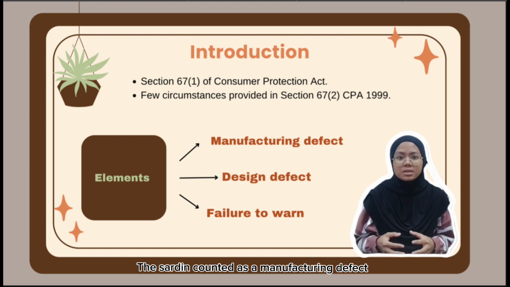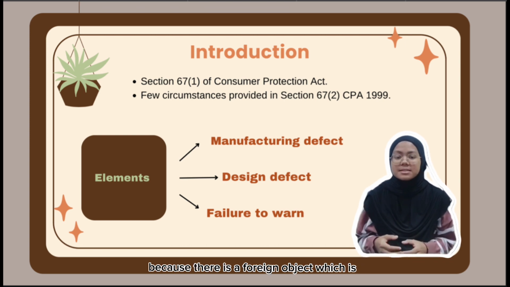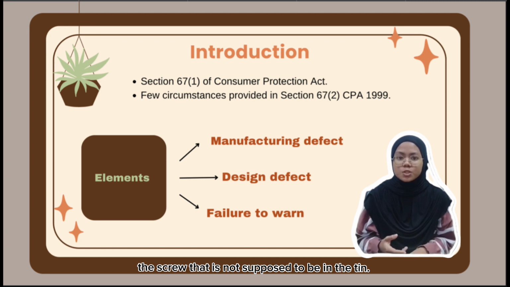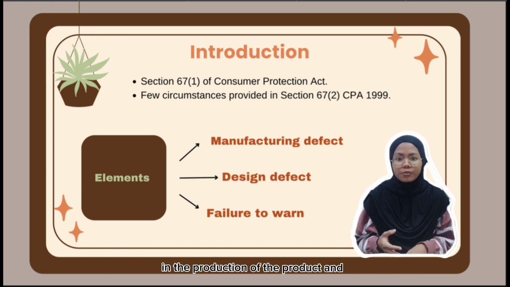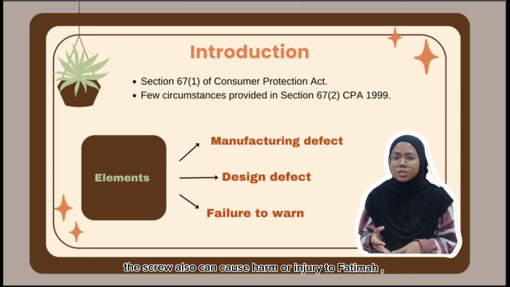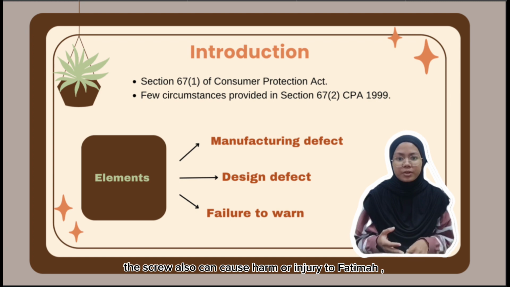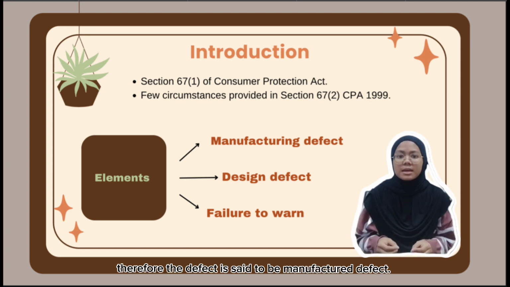The sardine counts as a manufacturing defect because there is a foreign object, which is the screw, that is not supposed to be in the tin. The unintended foreign object in the sardine constitutes an error in the production of the product, and the screw also can cause harm or injury to Fatimah. Therefore, the defect in this case is said to be a manufacturing defect.